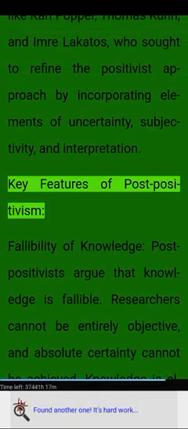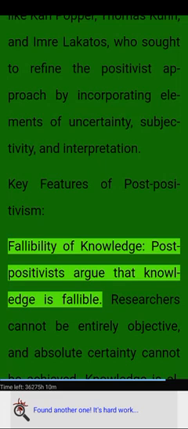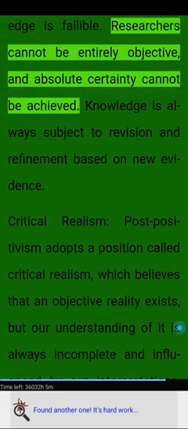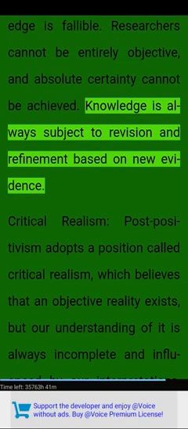Key features of post-positivism. Fallibility of knowledge. Post-positivists argue that knowledge is fallible. Researchers cannot be entirely objective, and absolute certainty cannot be achieved. Knowledge is always subject to revision and refinement based on new evidence.